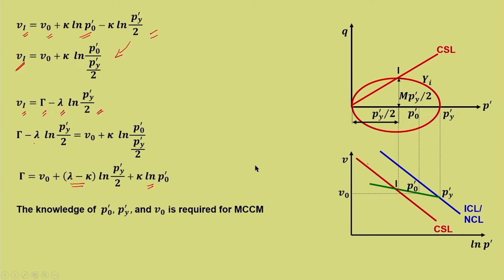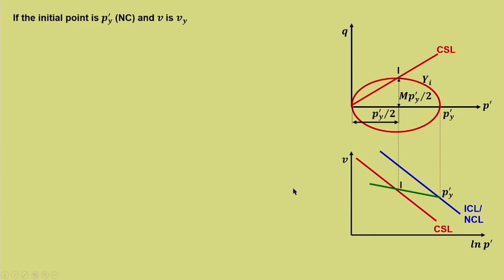Now, the knowledge of P naught dash, P dash y and V naught is required for MCCM prediction. Now, if the initial point is P dash y, so whatever we have discussed is for the lightly over consolidated point. Let us consider this particular point itself, that is the normally consolidated point. So, this is the point, this is normally consolidated and V is Vy. So, the initial condition is Vy.